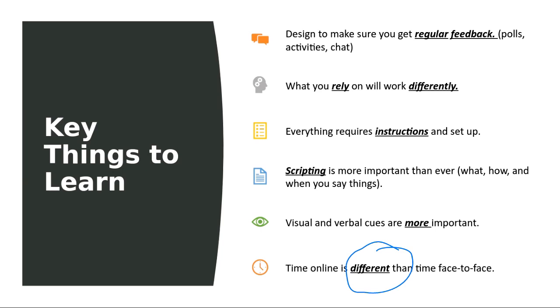Scripting is more important than ever: what, how, and when you say things. So you actually want to create a lesson plan that has everything outlined. For timing, you're going to want to put, at this time, we're going to have this slide, or at this time, we're going to have this activity. You want to actually lay out what you're going to say. Whether you have notes with your slides or a separate script, make sure that you have everything that you want to say for each area.